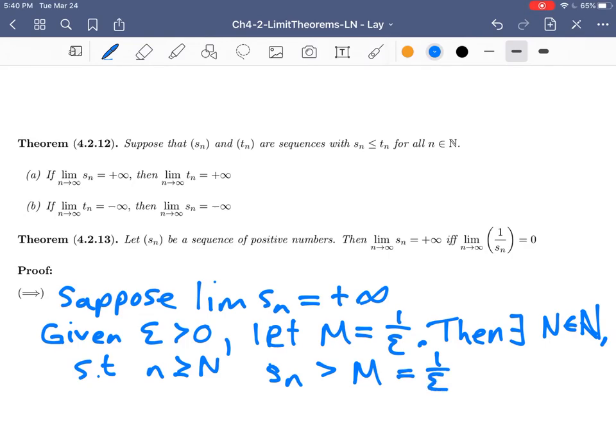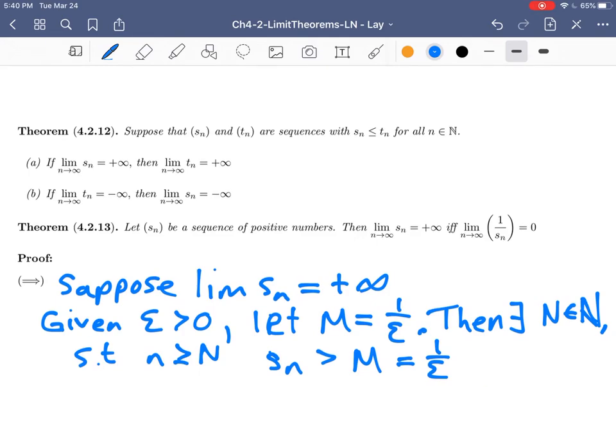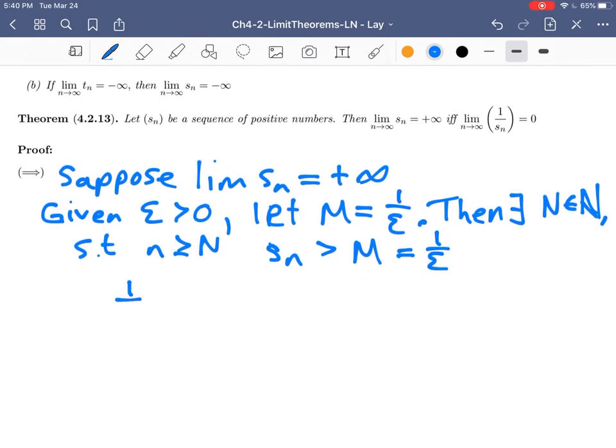Now notice that this is a sequence of positive numbers, and so S sub n is a sequence of positive numbers. And so if we take the reciprocal, if we flip all of those, then we are going to get 1 over S sub n is less than 1 over epsilon. So 1 over S sub n is less than epsilon. Again, 1 over S sub n is going to be positive.